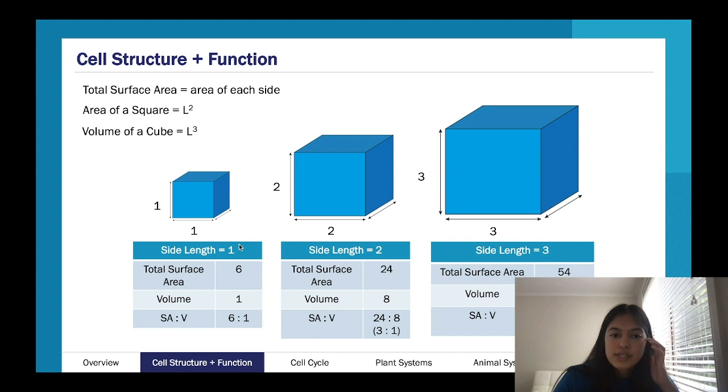A way my teacher used to say it is, think about the nucleus, or a dot in the center of these cubes, and think about how long it would take to get to the center of this cube, based on the size. You can see that the smaller you get, it's easier to get in because there's more surface area to that volume. Hopefully that makes sense.